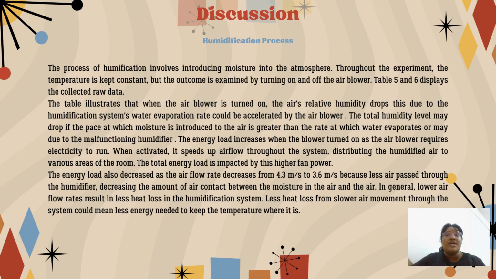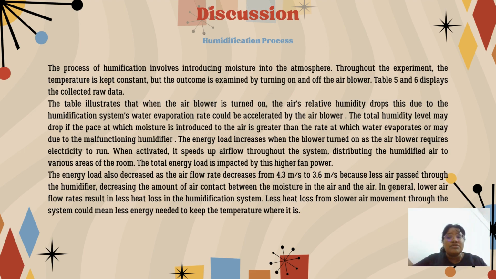This is because the humidification system's water evaporation rate could be accelerated by the air blower. The total humidity level may drop if the pace at which moisture is introduced to the air is greater than the rate at which water vapor evaporates, or it may be due to a malfunctioning humidifier. The energy load increases when the blower is turned on as the blower requires electricity to run. When activated, it speeds up airflow throughout the system, distributing the humidified air to the various areas of the room. The total energy load is impacted by this higher fan power.